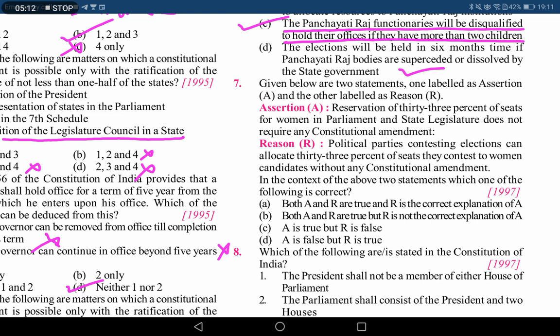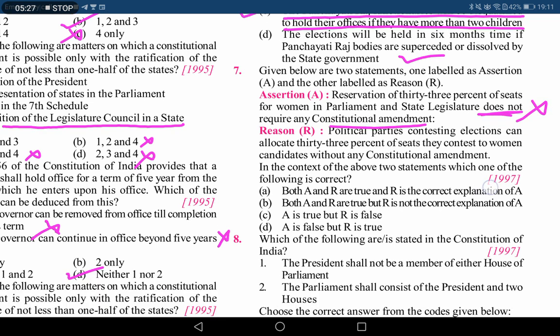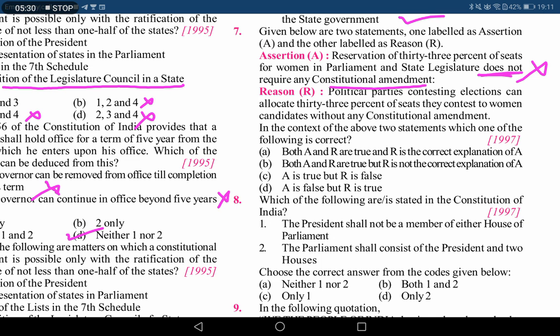Next question is, two statements have been given, assertion and reason. We have to find out accordingly. The reservation of 33% seats for women in parliament and state legislature does not require a constitutional amendment. Okay, it requires. Obviously it requires the amendment, because only then it will be possible to provide reservation for the women. But the second statement, that political parties contesting elections can allocate 33% of seats they contest to women candidates without any constitutional amendment. Obviously if 33% seats are given to the women, then there's no need of constitutional amendment. So that makes assertion wrong and reason is correct. So option number D will be the correct answer.